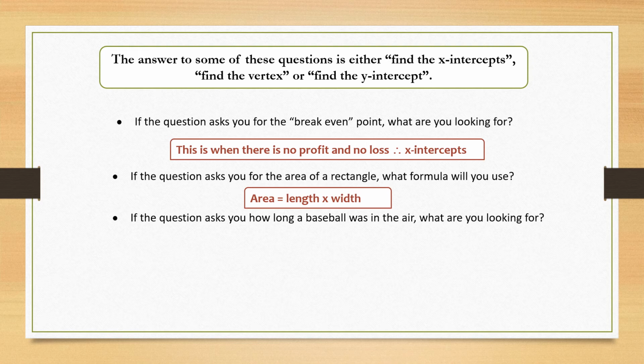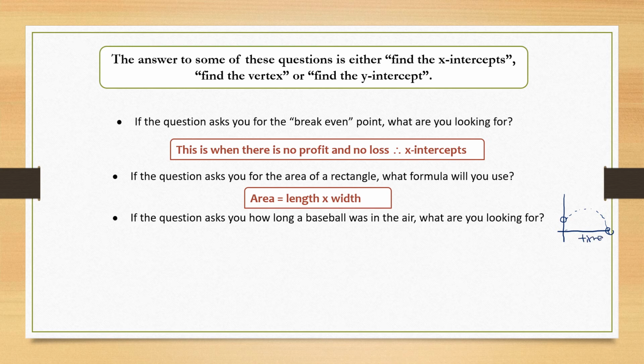If the question asks you how long a baseball was in the air, what are you looking for? Okay, a baseball being in the air. So let's say here's the ground. The baseball gets hit, probably not hit at the ground, it's probably hit a little higher up off the ground. The baseball gets hit and it lands. So this would be the y-axis here, and this would be when it lands. So we need to find the time in between those.